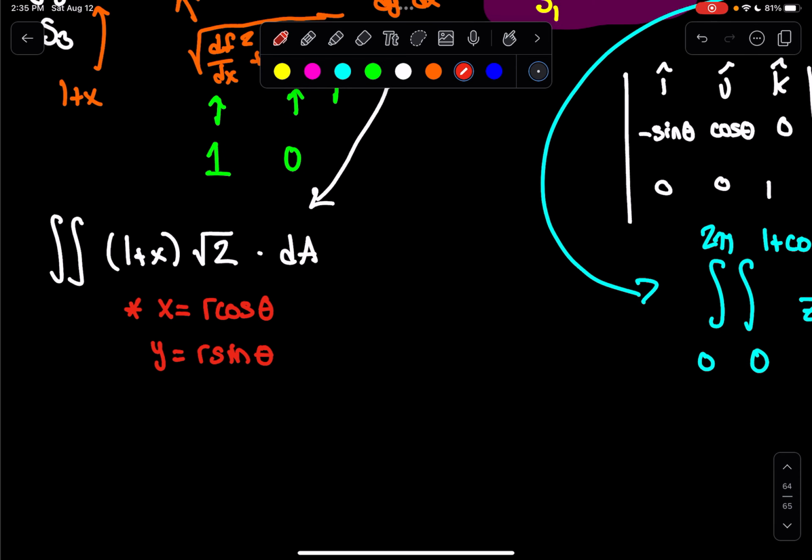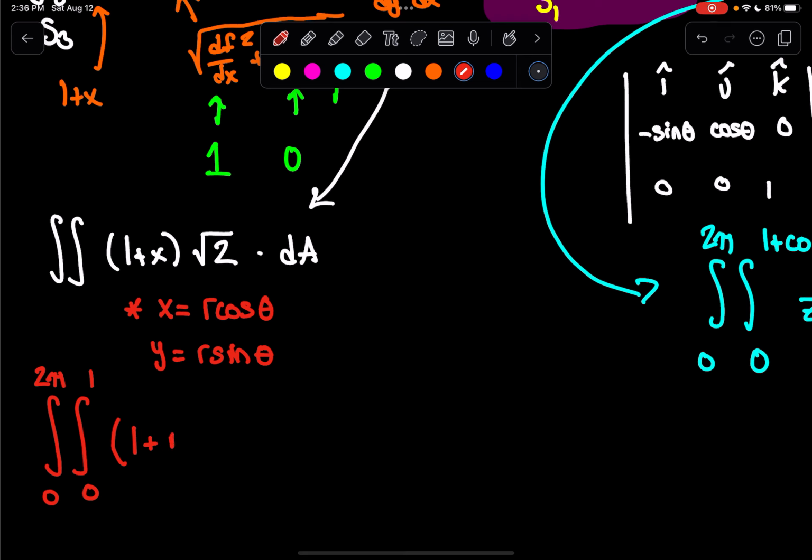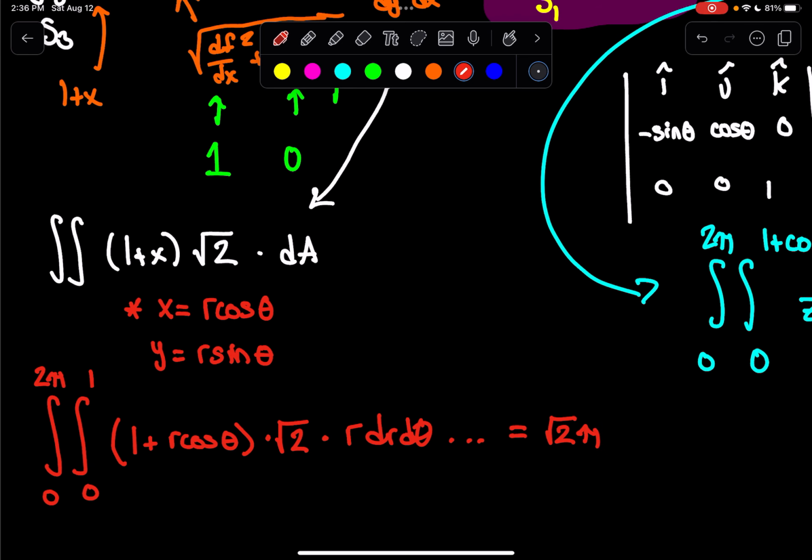But this isn't so bad. We're going to be done pretty quickly because, since this is just a unit circle, theta goes from 0 to 2 pi and r goes from 0 to 1. Our function, z equals 1 plus x, now becomes 1 plus r cosine theta. We have our square root of 2 that we came up with earlier, and then our dA becomes r dr d theta. And again, from here, you can go ahead and finish solving. It's going to end up being the square root of 2 times pi if you actually do this.